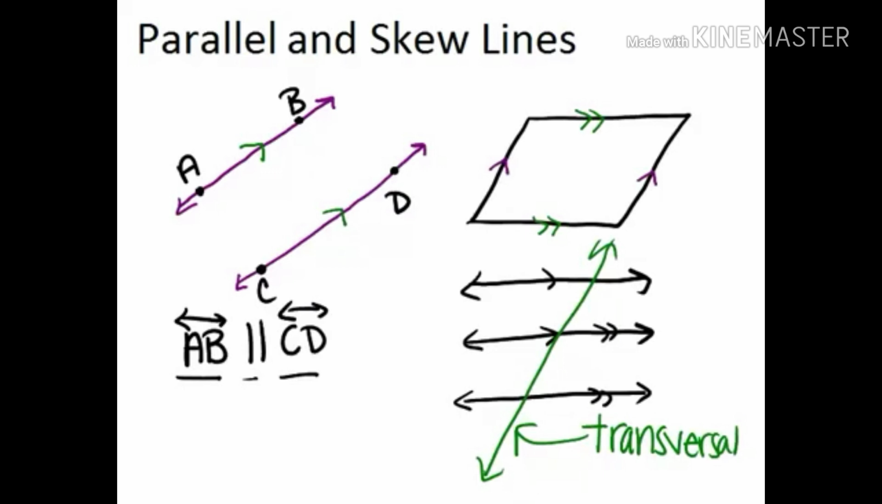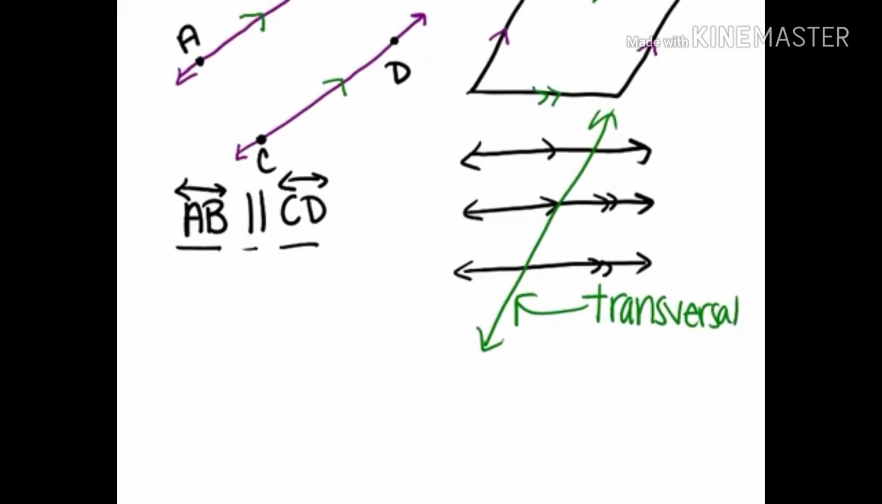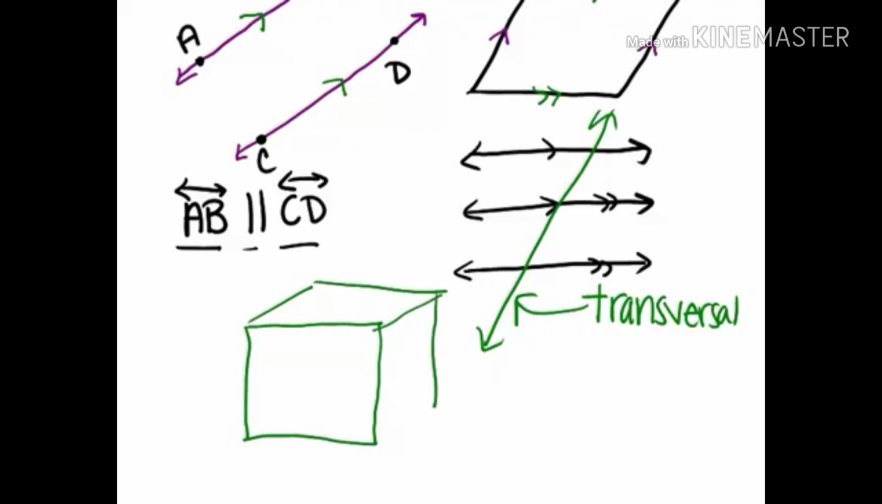The last thing that we need to talk about is our skew lines. Now, skew lines are very similar to parallel lines. In fact, they are also lines that never intersect. However, skew lines are in different planes, whereas parallel lines are always in the same plane. So to think about skew lines, we're going to think about a cube, because a cube lets us think about different planes. In a cube, each face represents a different plane.